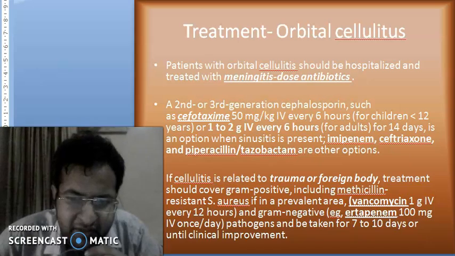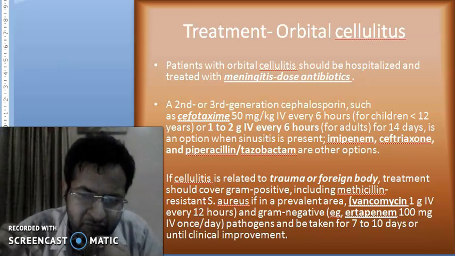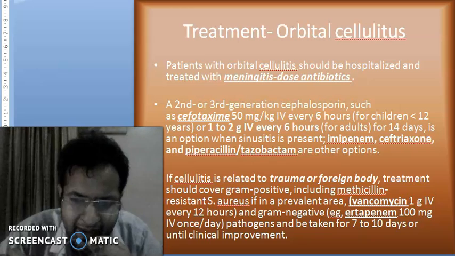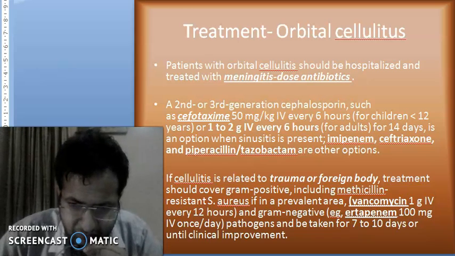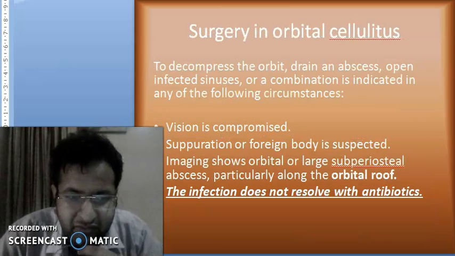If cellulitis is related to trauma or a foreign body, treatment should cover gram-positive organisms including MRSA if it is in a prevalent area. And what is the dose for MRSA? It is vancomycin 1 gram IV every 12 hours, and gram-negative organisms also have to be covered. What do we have to give to cover the gram-negative? Ertapenem 1 gram IV once a day, and this is to be taken for 7 to 10 days or until clinical improvement is seen. When do we do surgery in orbital cellulitis?